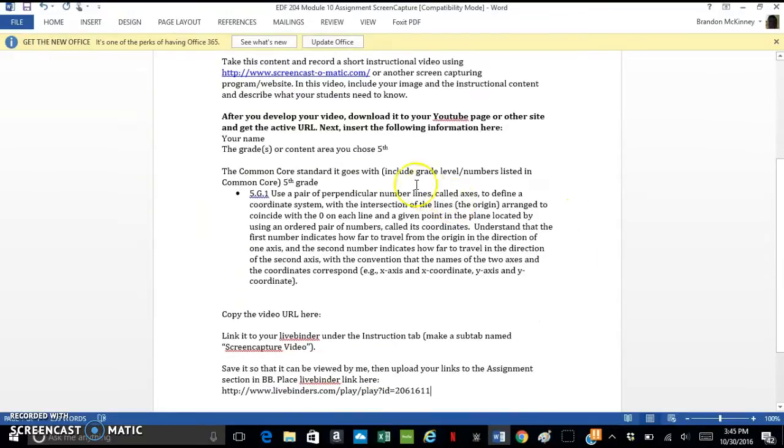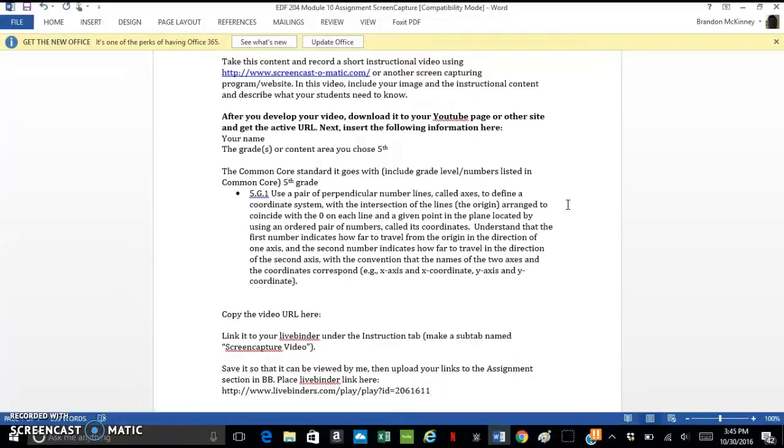And today I'm gonna instruct a little bit on how to do Common Core Standard 5th grade 5.G.1. It states that you should be able to use a pair of perpendicular number lines called axes to define a coordinate system, with the intersection of the lines, the origin, arranged to coincide with the 0 on each line at a given point in the plane located by using an ordered pair of numbers called its coordinates.